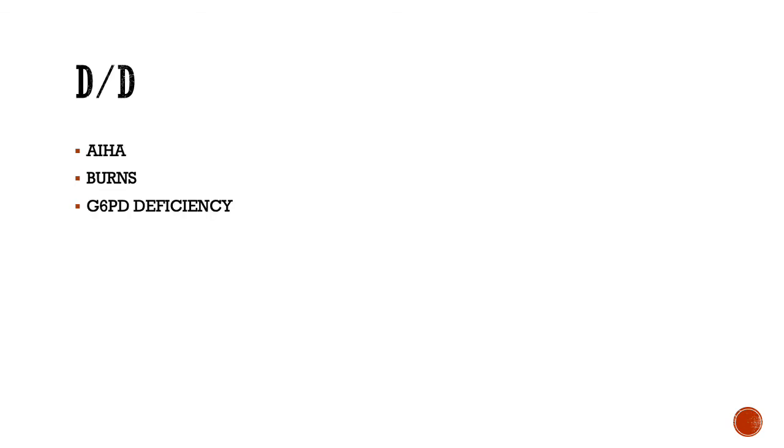Differential diagnoses which you should think of in hereditary spherocytosis are autoimmune hemolytic anemia, burns, and G6PD deficiency.